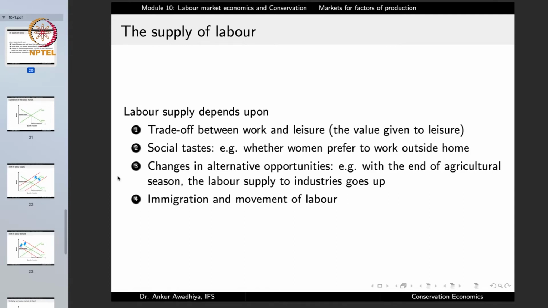The supply of labor depends on a number of factors, such as the trade-off between work and leisure, or the value that is given to leisure. Now, if we have a society in which leisure is given a very high value, so people put a very high premium on the time they are able to spend in, say, chit chatting or watching movies or with their family or, say, wandering around.